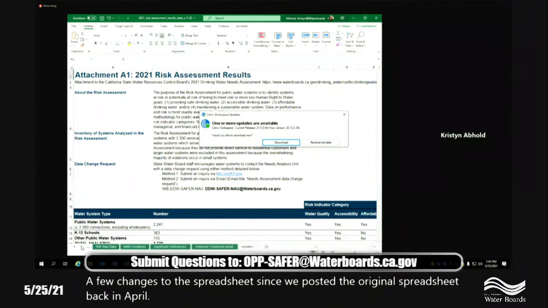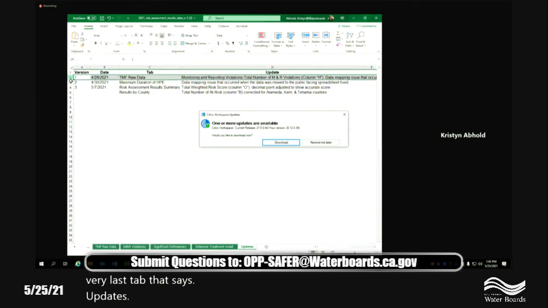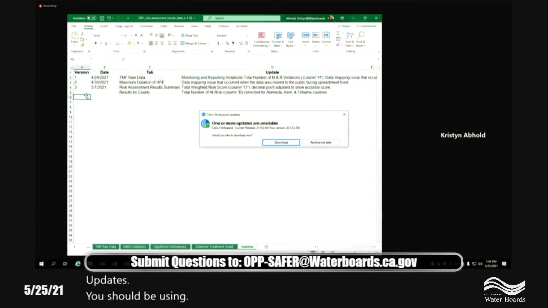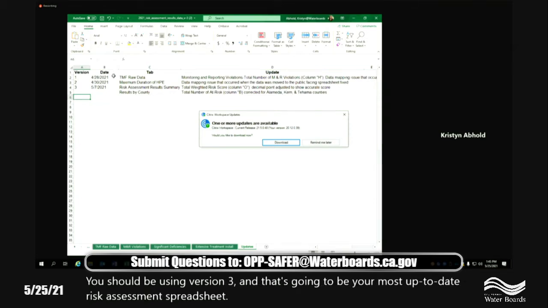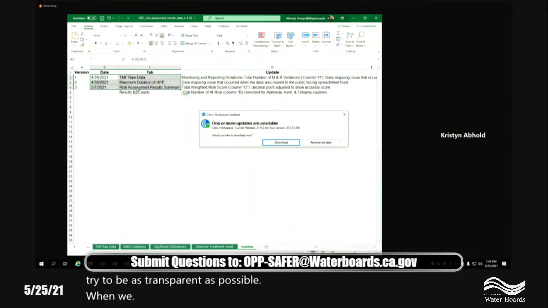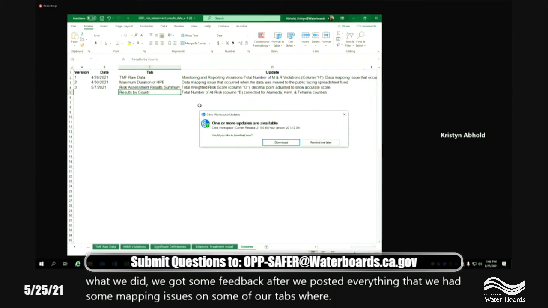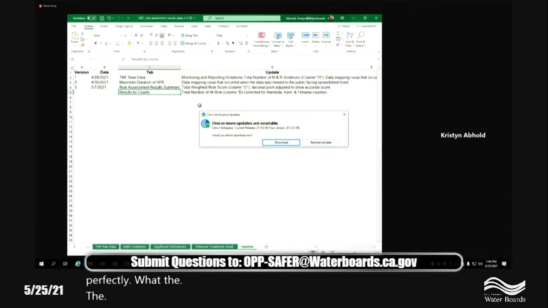So when you are in the spreadsheet, if you go to the very last tab that says updates, you should be using version 3, and that's going to be your most up-to-date risk assessment spreadsheet. We've been keeping track in this tab, to try to be as transparent as possible, of when we've made some updates, where we made the updates, and what we did. We got some feedback after we posted everything that we had some mapping issues on some of our tabs where the data wasn't lining up perfectly with the water system, so it wasn't displaying correctly.